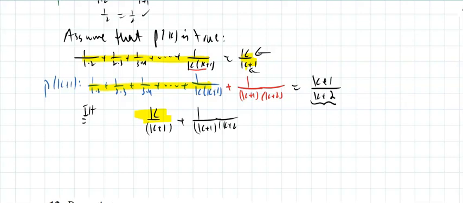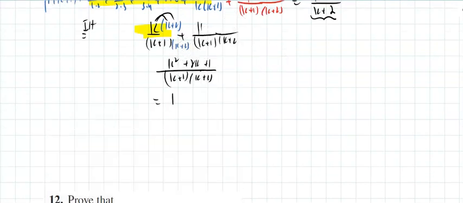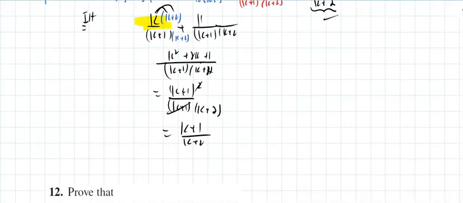The LCD for this is k plus 1 times k plus 2. So this is missing a k plus 2. So that would be k squared plus 2k plus 1. And we do notice that this is k plus 1 squared over k plus 1 times k plus 2. Well, this cancels one of those, and you're left with k plus 1 over k plus 2, which is exactly what we want.